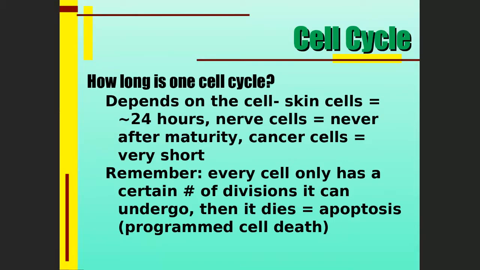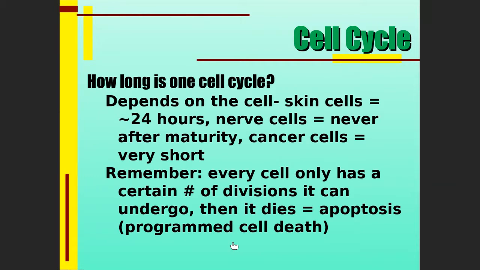Now, how long is one cell cycle? It depends on the cell. Skin cells usually go for 24 hours. Nerve cells never divide after maturity. Cancer cells are very short, within 20 minutes. Remember, every cell only has a certain number of divisions it can undergo, then it dies. Apoptosis is a programmed cell death by which they will die after a number of cell divisions.